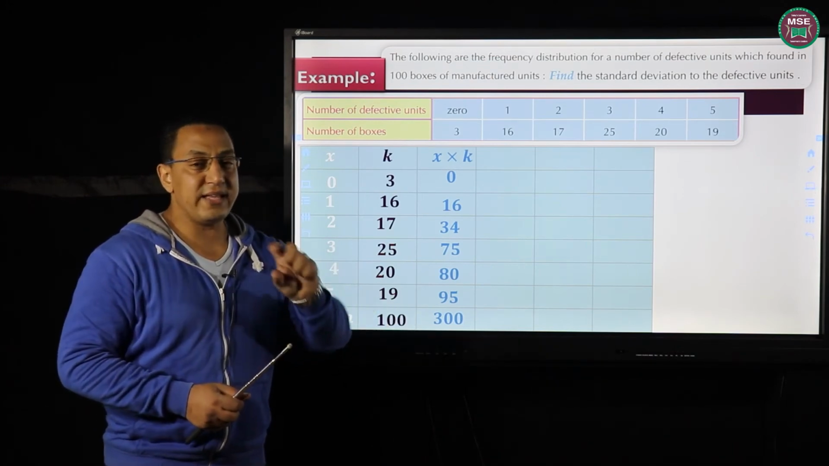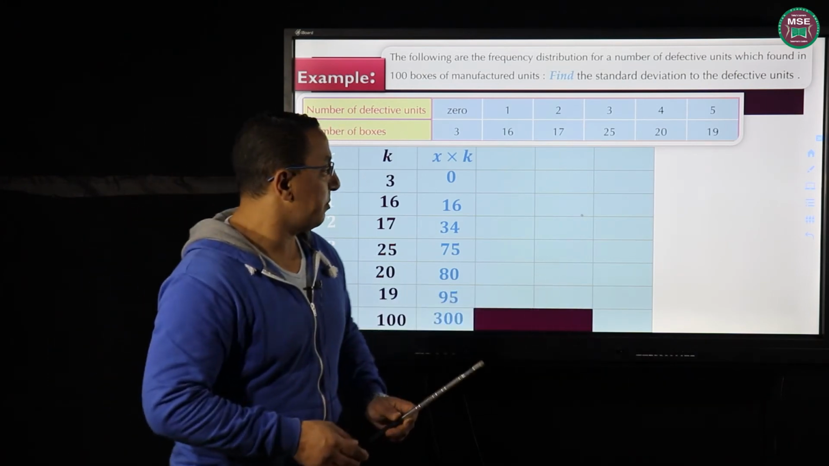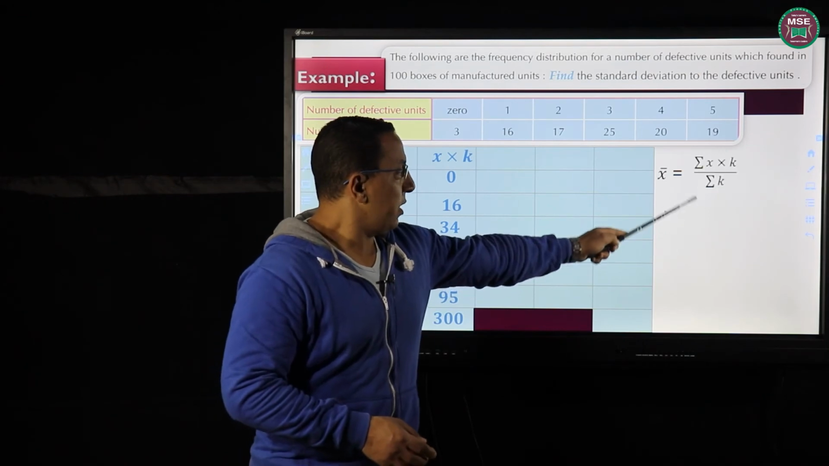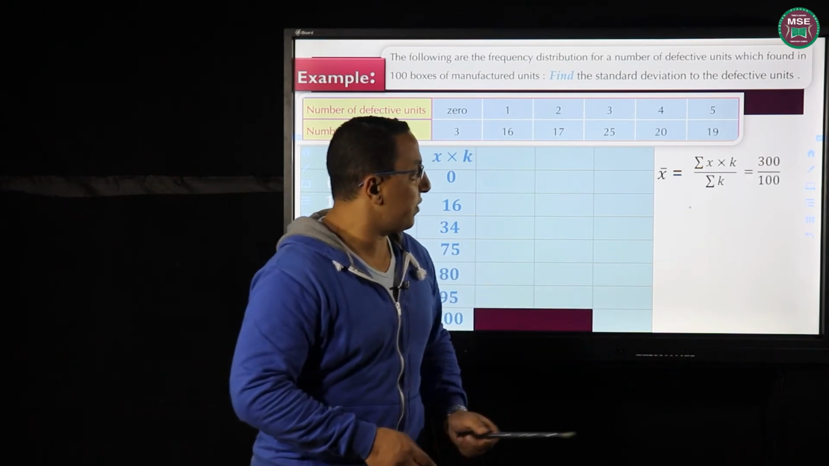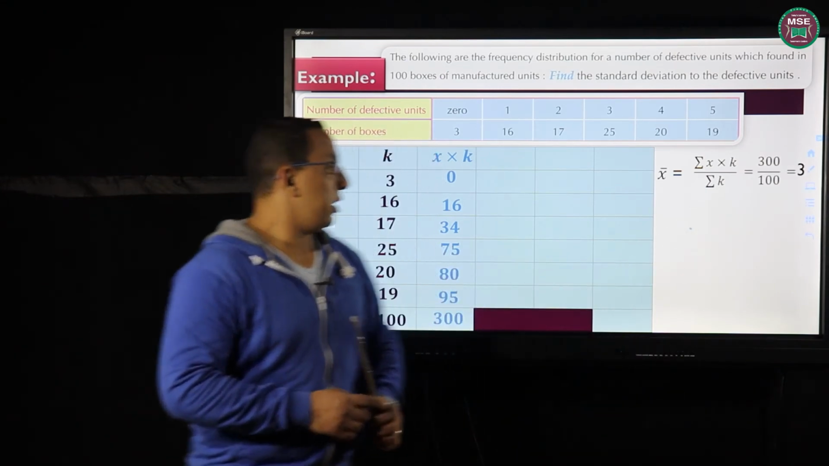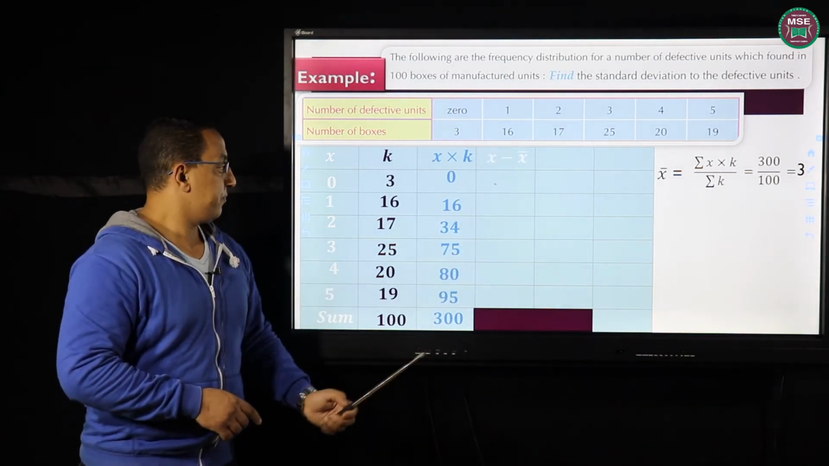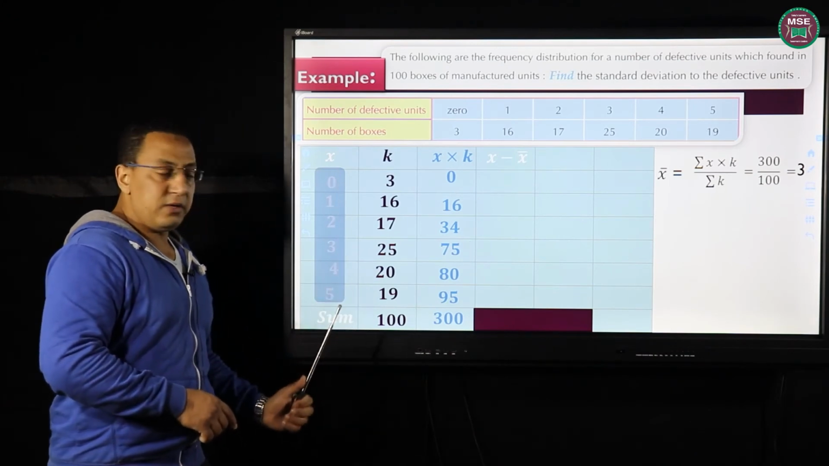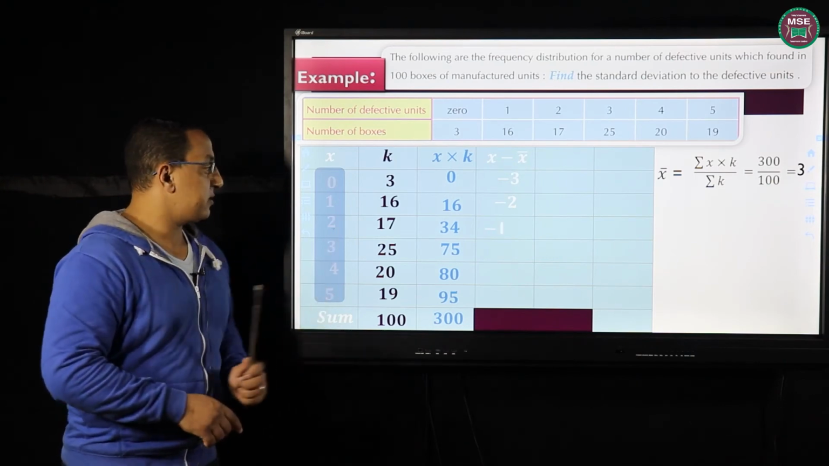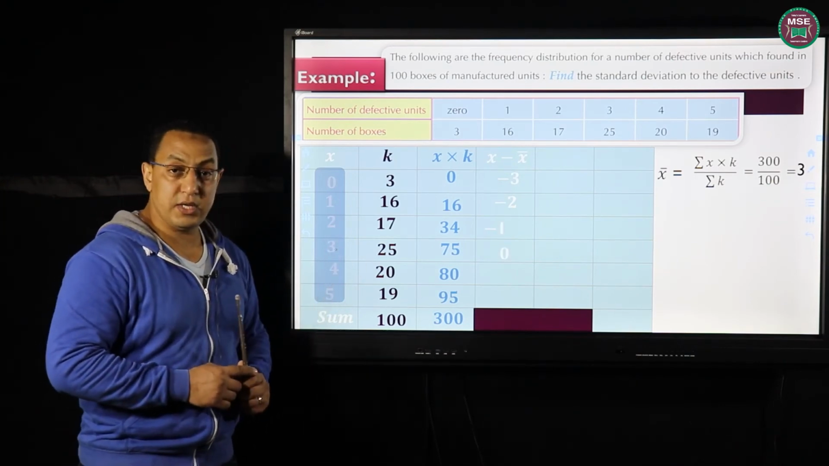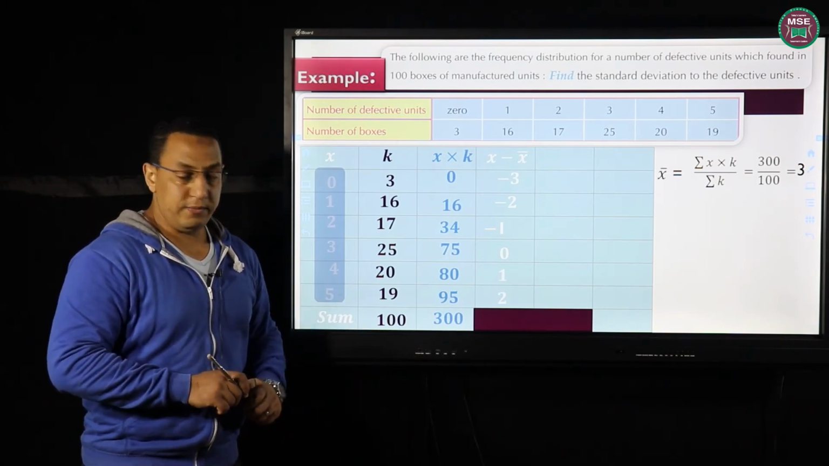Now I will evaluate X bar. X bar equals the sum of X times K over the sum of K, which equals 300 over 100, which is equal to 3. Now back to this table. I'm going to write here X minus X bar. For these values, 0 minus 3 equals negative 3, 1 minus 3 equals negative 2, 2 minus 3 equals negative 1, 3 minus 3 equals 0, 4 minus 3 equals 1, and 5 minus 3 equals 2.